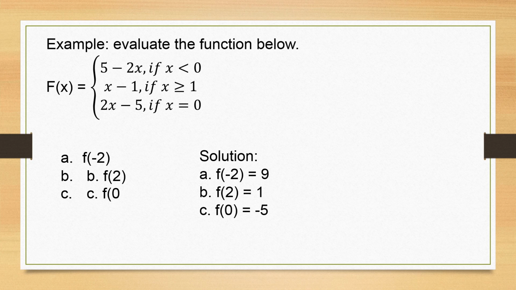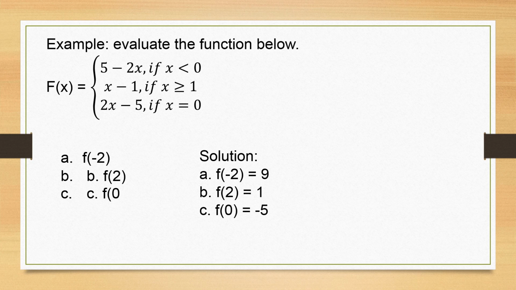We want to evaluate the function using x equal to negative 2. That belongs to the first function, which is 5 minus 2x, because as we observed, the variable has been restricted so that x must be less than 0. We know that negative 2 is less than 0. So for letter B, we have f of 2, which is equal to 1.